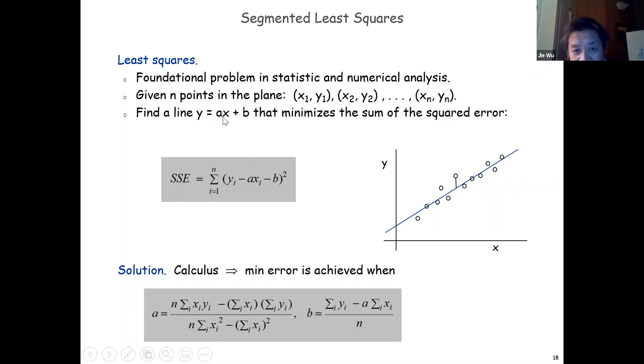You know, a line can be represented as ax plus b, right? So y is a function of ax plus b. So you need to find the coefficients a and b, such that yi, the particular point, minus this, minus this means the distance. So you do a square. So we want to minimize the SSE, okay?